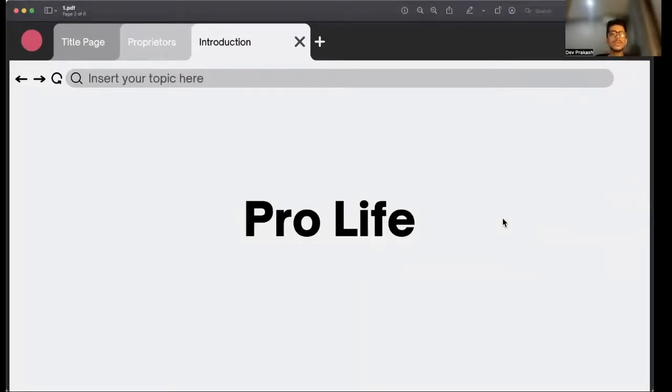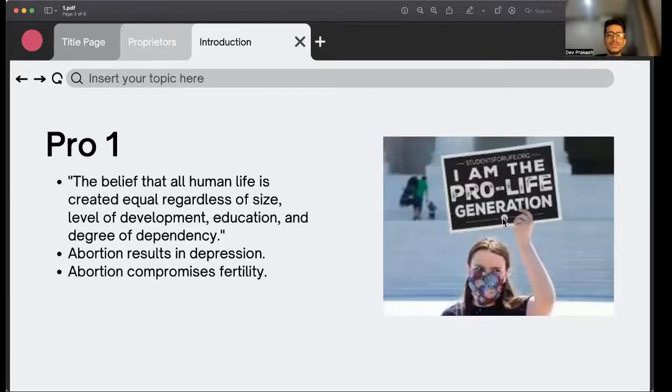So moving on to the pro-life arguments. The pro-life argument is the belief that all human life is created equal, regardless of its size, level of development, education, and degree of dependency. Pro-lifers believe that abortion results in depression because there have been instances in which a mother feels like they have wrongly terminated a pregnancy.